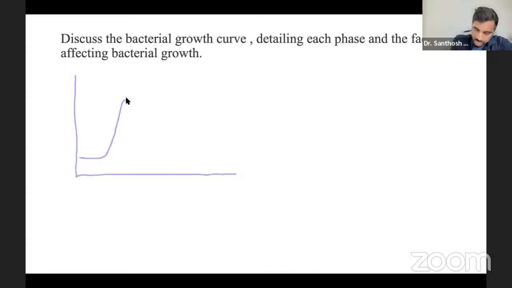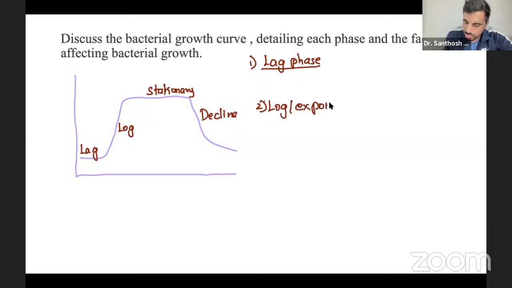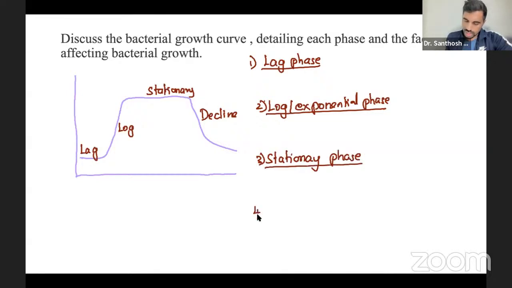First phase, this one, this, and this. What are the phases you know? The first one is lag phase, log, stationary, decline or death phase. So these are the phases: lag phase, log phase, stationary. First of all, in the lag phase, you have to say something, and then write. Number one, lag phase. Number two is your log, or we call it exponential phase. Then your third one is your stationary phase. Last one is your decline phase.